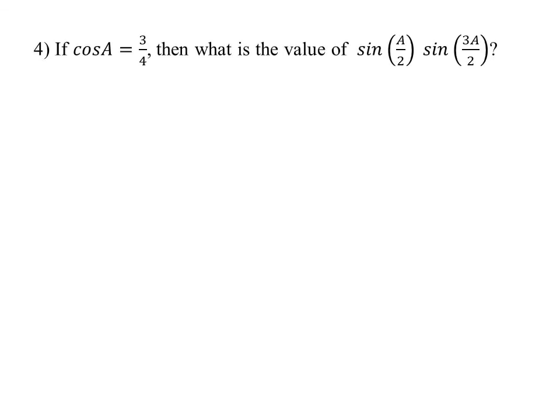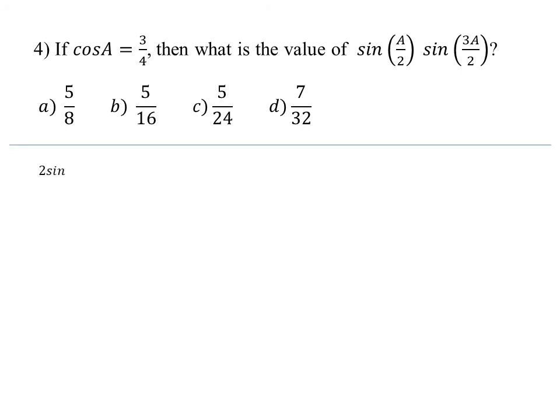Then fourth one: if cos A equal to 3 by 4, then what is the value of sin(A/2) into sin(3A/2)? The options are A 5 by 8, B 5 by 16, C 5 by 24 and D 7 by 32. We have to find the value of sin(A/2) into sin(3A/2), and this is of the form 2 sin A sin B. So using the formula for 2 sin A sin B, we can find the value.